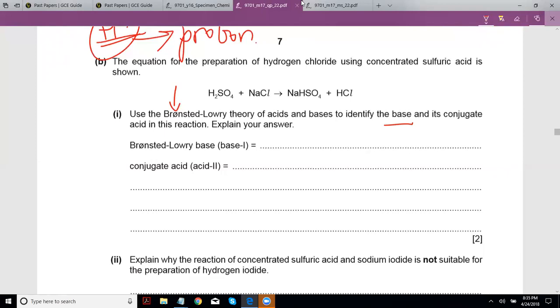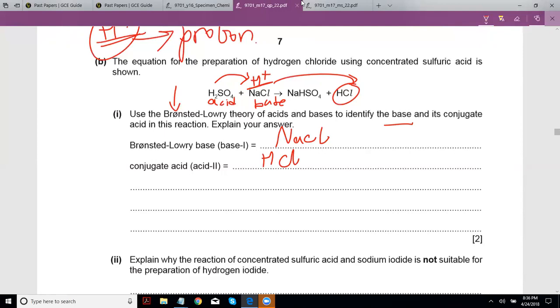So what is happening here is that H is donating an H positive so that this can form HCl, correct? So this is the acid, and hence this would be the base, and it kind of makes sense. One is obviously a strong acid, one is just neutral. So if you had to pick NaCl as your base, you need to find its conjugate acid. So that would be HCl.